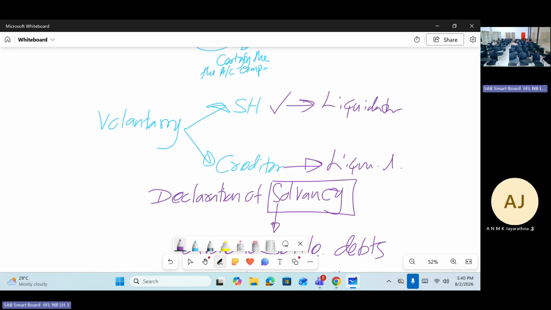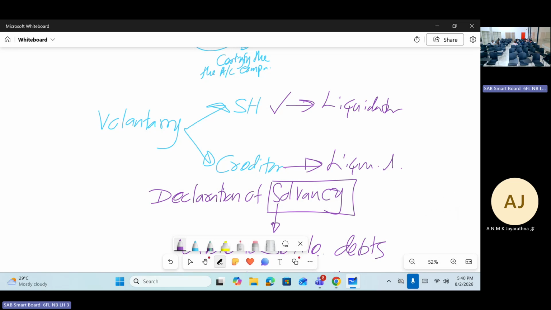Depending on the declaration of solvency, we have to decide whether it is a shareholders voluntary winding up or a creditors voluntary winding up. Solvency means able to settle the debts within 12 months from the date of commencement of winding up. This declaration is to be given by the directors, by passing a resolution at a directors' meeting. If it is a shareholders voluntary winding up, they can appoint the liquidator. Creditors can appoint the liquidator if it is a creditors voluntary winding up.